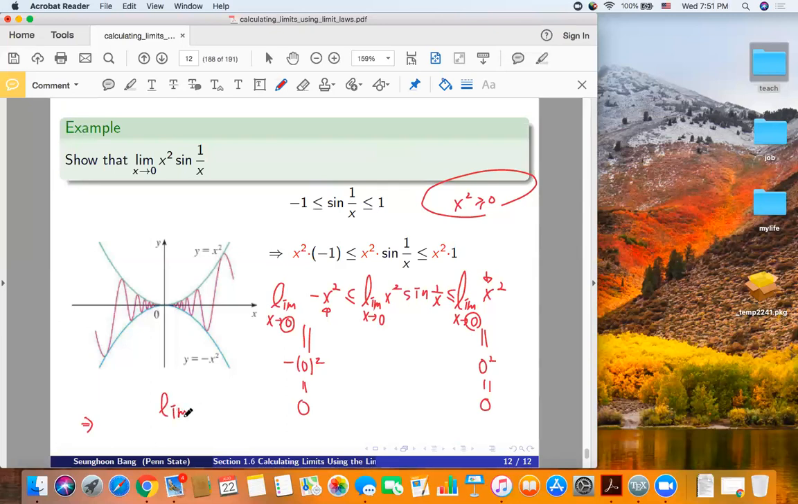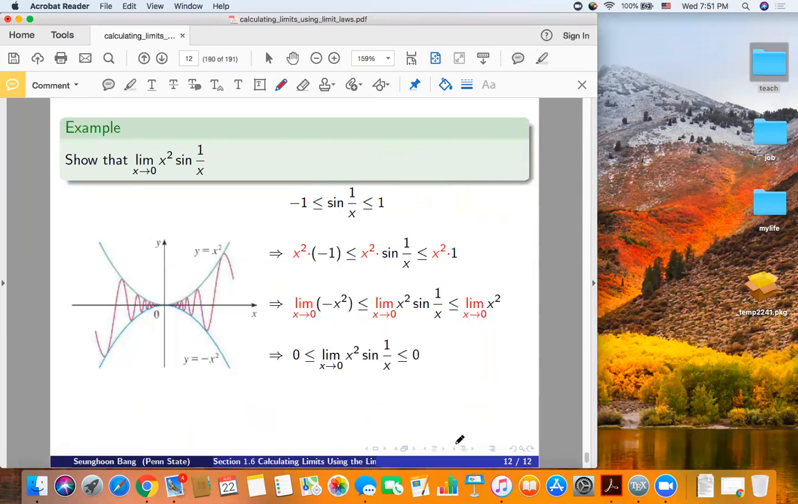The limit as x approaches 0 of x squared sine of 1 over x is between two numbers. Left-hand side 0, right-hand side 0. Between 0 and 0, what is the limit? Yes, the limit of x squared sine of 1 over x as x approaches 0 is the same number, 0. We call it the squeeze theorem. Like this.